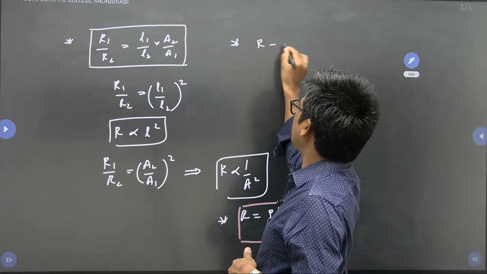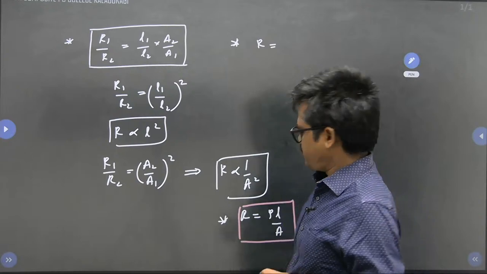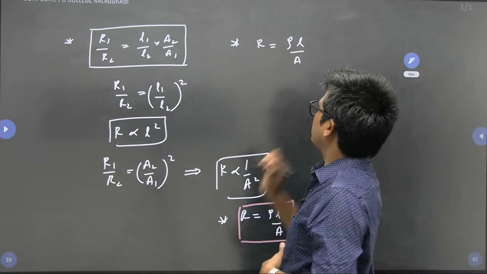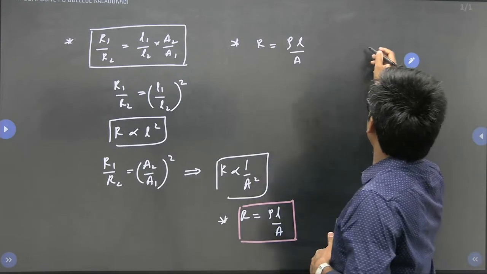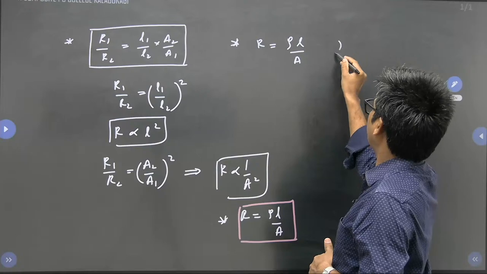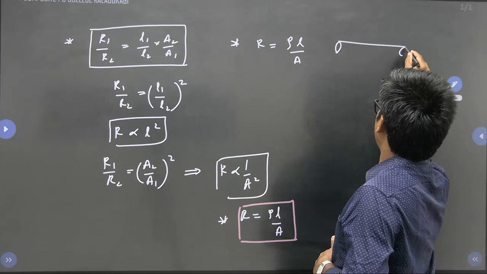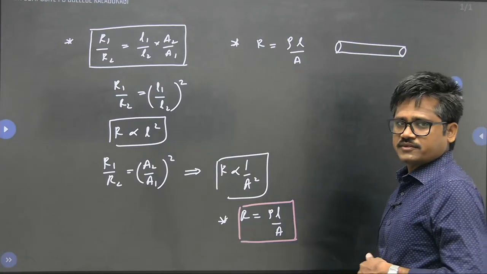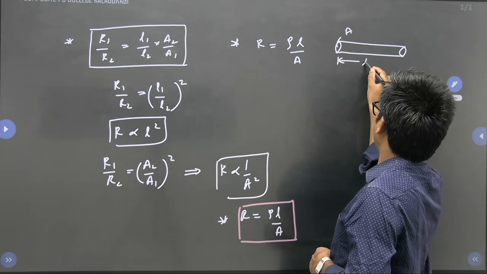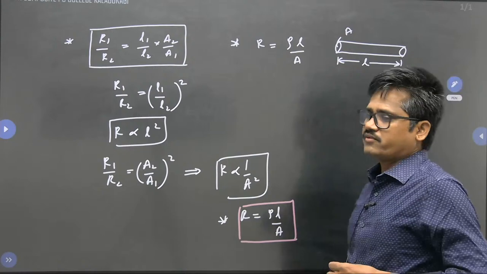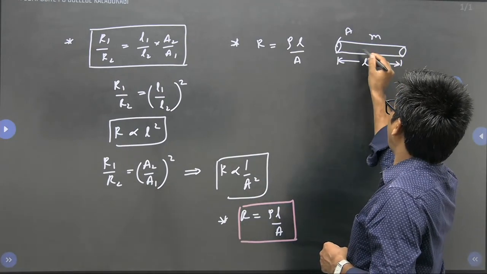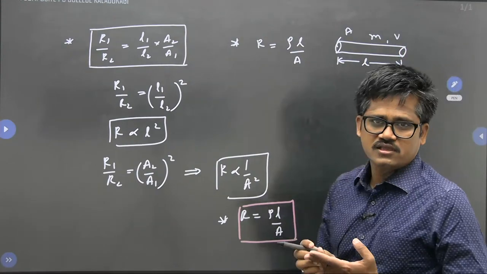What is R here? Resistance of the given wire, so rho L by A. I'm talking about one wire. The area of that wire is A and the length of that wire is L. Say the mass of this wire is M and the volume of this wire is V.